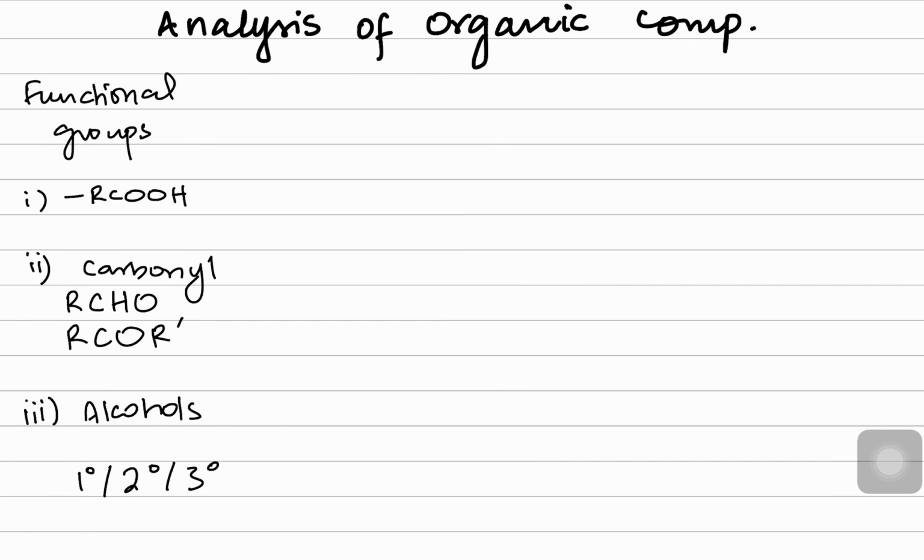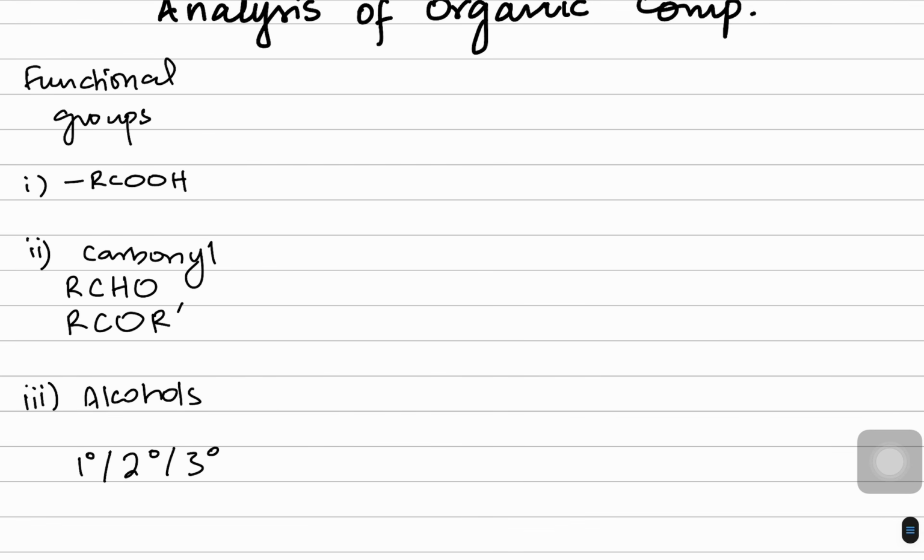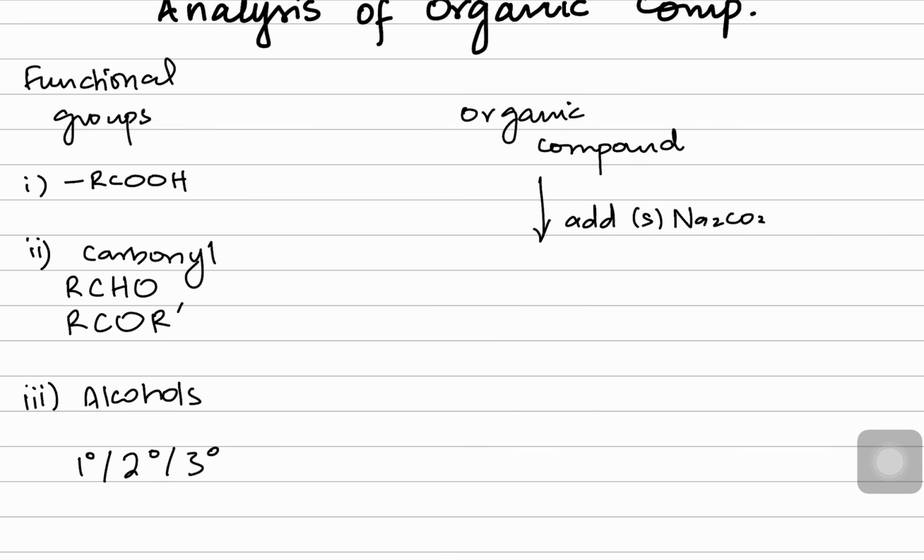So let's begin. If I were to test an organic compound, I'm making a scheme and we can finally see which test fits ours. In the beginning, you have an organic compound that you're not sure what it contains. So what you can do is, in step 1, you can add solid sodium carbonate. There are two possibilities. So let's draw it like this.